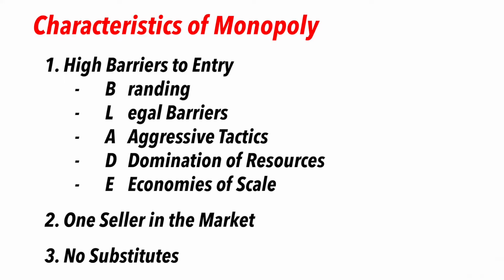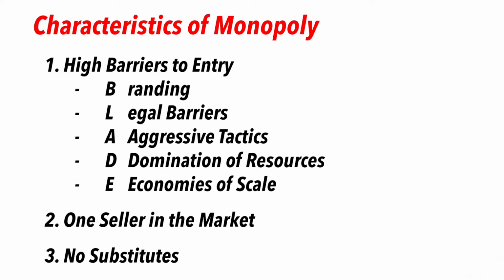In terms of D, it is called the domination of resources. Basically, if a firm has ownership of an essential resource, it makes it difficult for other firms and potential new firms to get hold of it. Again, this discourages them from joining.